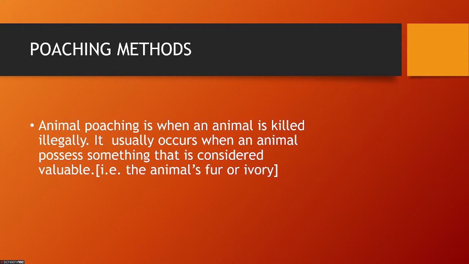Students will see different poaching methods, but before that, we'll understand what poaching is. Animal poaching is when an animal is killed illegally. It usually occurs when an animal possesses something that is considered valuable, that is, the animal's fur or ivory.